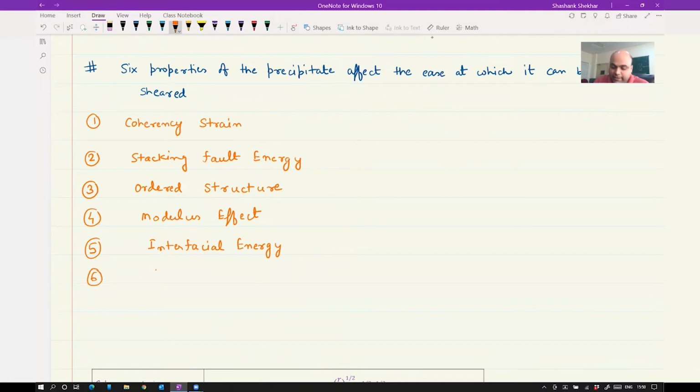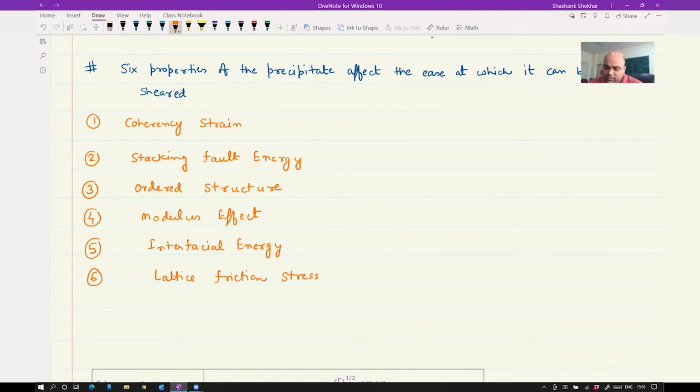And the last one is lattice friction stress. So both matrix and the precipitate are going to have their internal frictional stresses, right? Like your Peierls stress. Okay. So when a dislocation moves from the matrix to the precipitate and tries to shear it, right? The dislocation is going to observe different friction stresses. Okay. So these are the 6 properties of the precipitate which can affect the way a dislocation is shearing the precipitate.